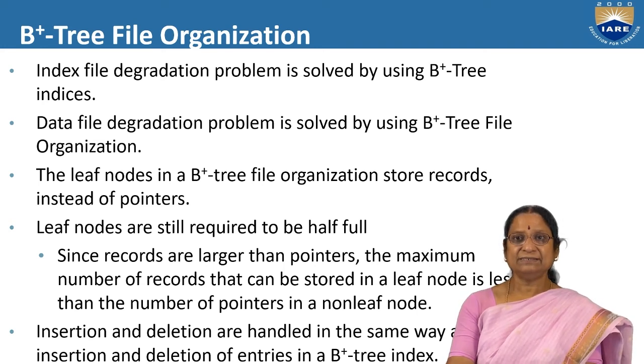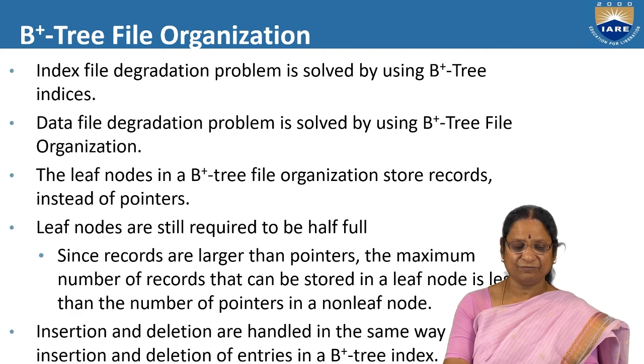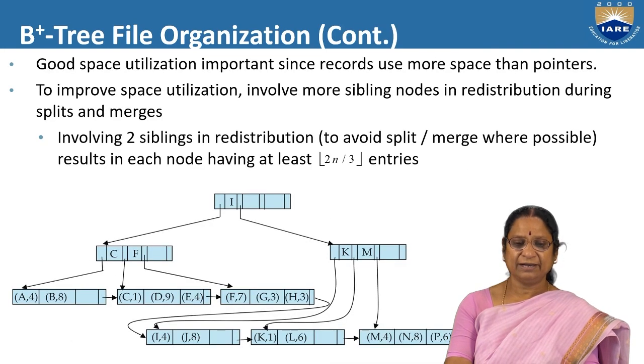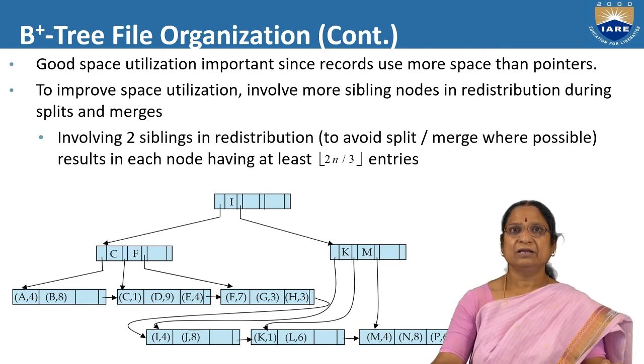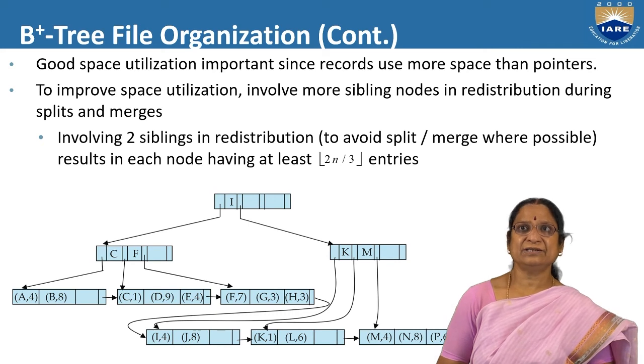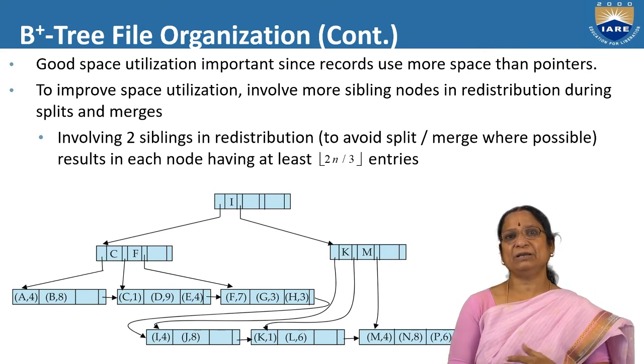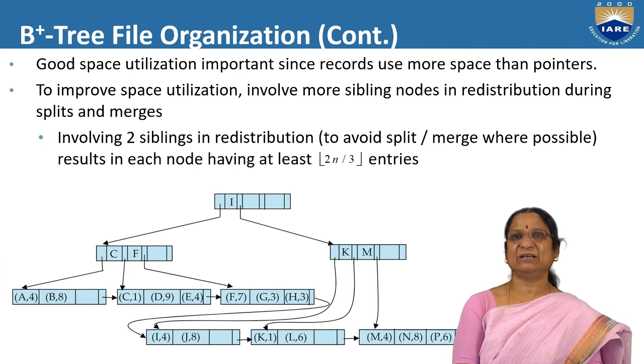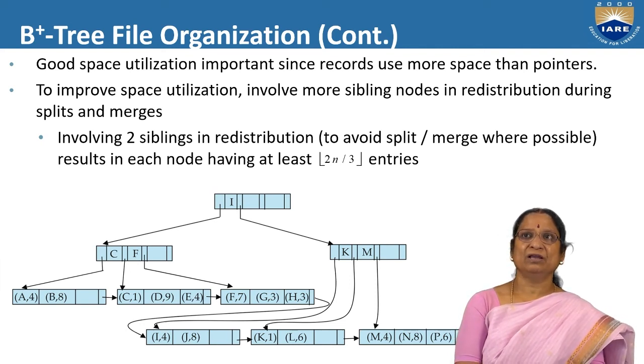Actually, insertions and deletions are handled in the same way as they are handled in the B plus tree indexing structure. So B plus tree has good space utilization, which is important since records use more space than pointers. We may be thinking that the more pointers we use, the more space it may take. No problem. Instead of storing the entire values, we are storing only search key values and the pointers now. So that's why the space utilization is considered effective.